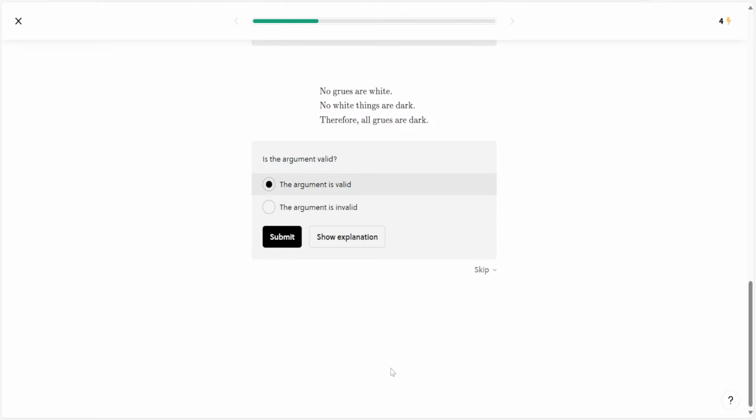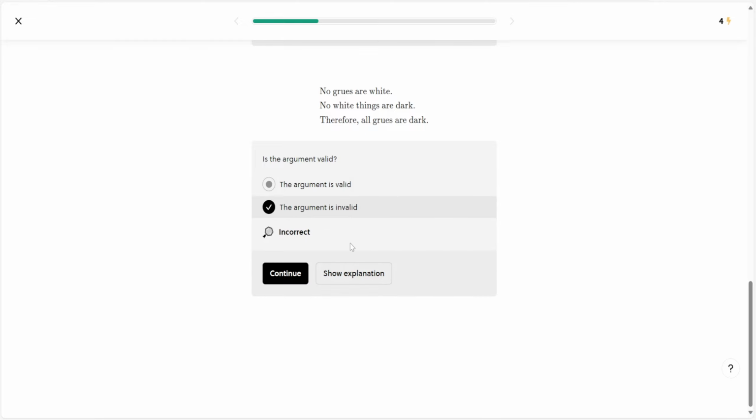I think it wants me to put valid, but I don't agree because that doesn't necessarily mean that they're dark. Ah, there we go. So yeah, I should have just gone with my instincts.